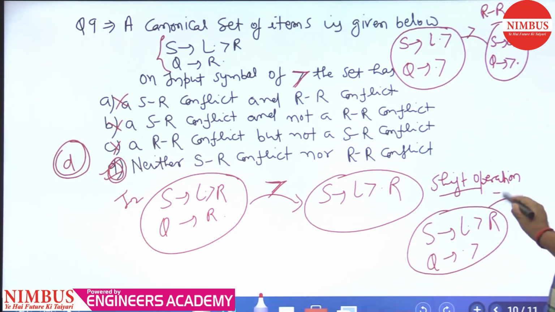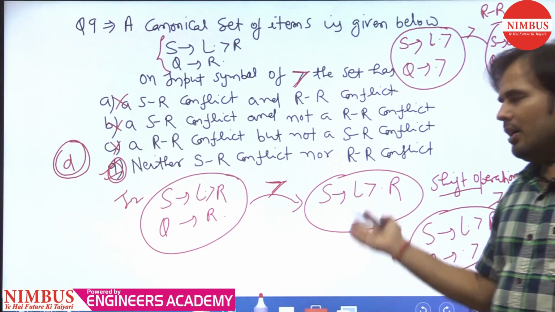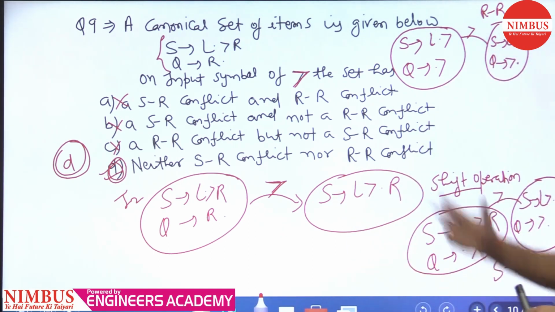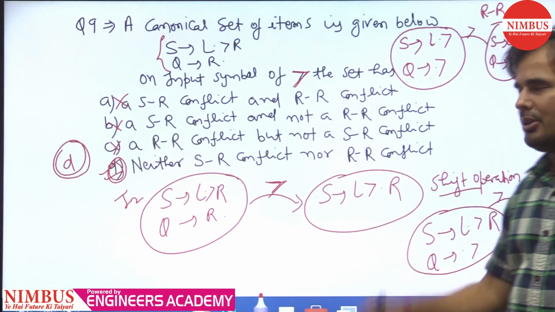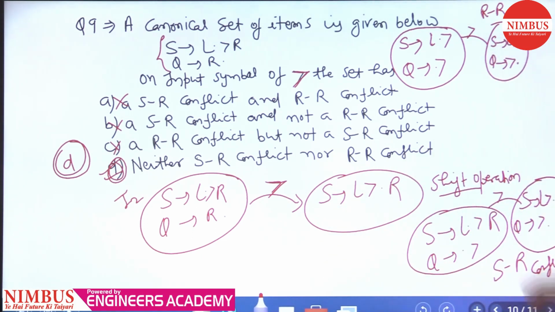So when we give this greater than sign, this dot will shift here, S tends to L greater than dot R, okay, means this grammar is not going to reduce, this is only shifting the dot operator. And here Q greater than dot, means this production is going to reduce, but here the dot is only shifting, not reducing the production. So that type of thing is called shift reduce conflict. Clearly now you can see that this type of conflict is not present. So which option is correct? Option D is correct, means neither shift reduce conflict nor reduce reduce conflict is there, okay. So this is a good question.